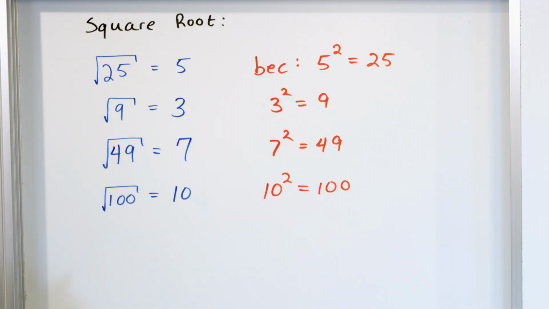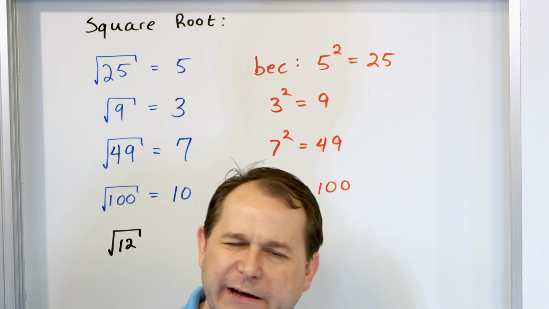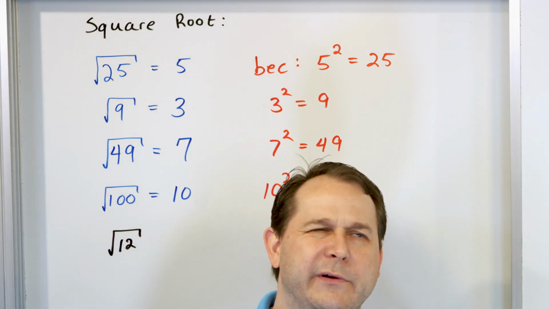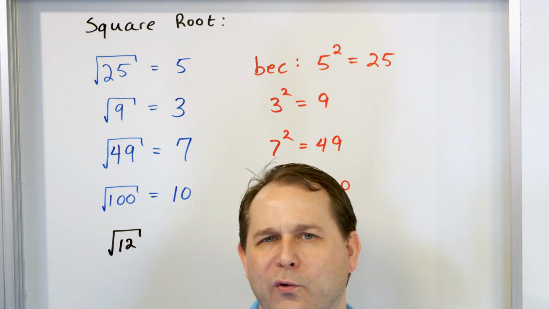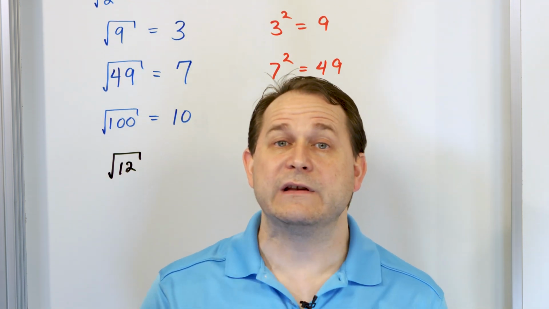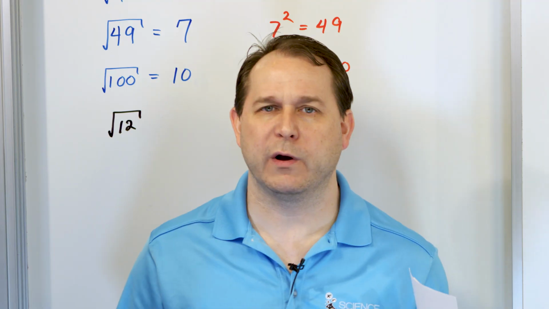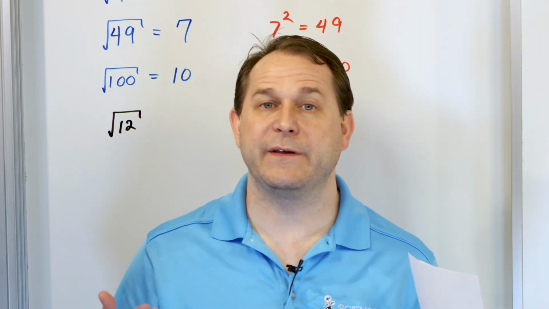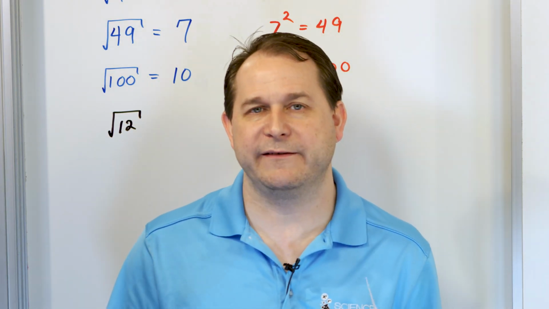But what if you had something different, like the square root of 12? Well, you see, you're looking for a number. What times what gives me 12? Well, okay, 3 times 3 gives me 9. That's not right. 4 times 4 gives me 16. That's not right. So there is no whole number that works. It does not mean that 12 doesn't have a square root. It just means that there is no whole number that is the square root of 12.